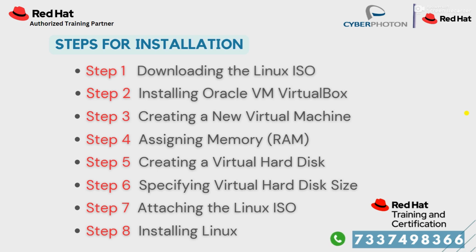Then we need to assign the memory, the RAM. Mostly I'll take 1 GB of RAM, within 2 GB, and it will be good enough. After this I'll create the virtual hard disk and specify the size. I'll take around 26 GB because I'll install the server with GUI mode. After that you need to attach the Linux ISO image, then we will start the installation process. Let's see it now.